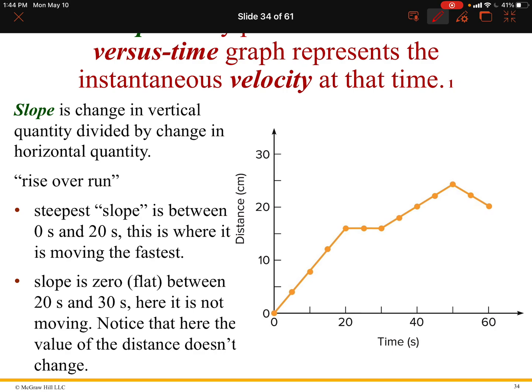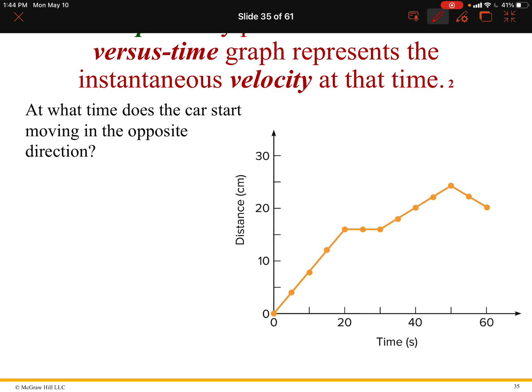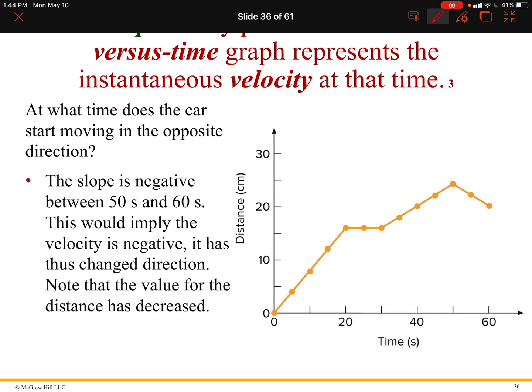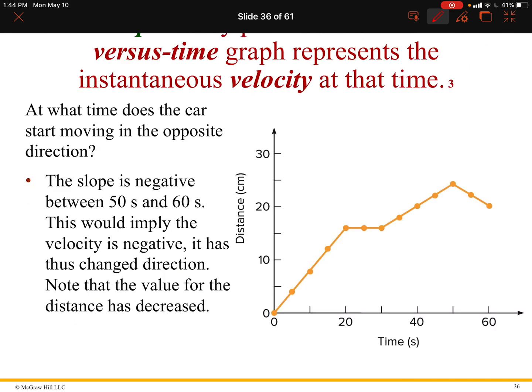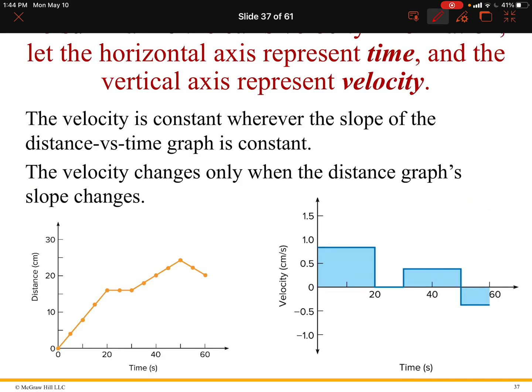Okay, and it kind of goes through all of what I just said in all of these slides now, so I'm not going to repeat all of that, but I want to get to this slide because it does a distance versus time graph. So you've got a distance versus time graph, and then it shows you what it would look like if you put it on a velocity versus time graph.